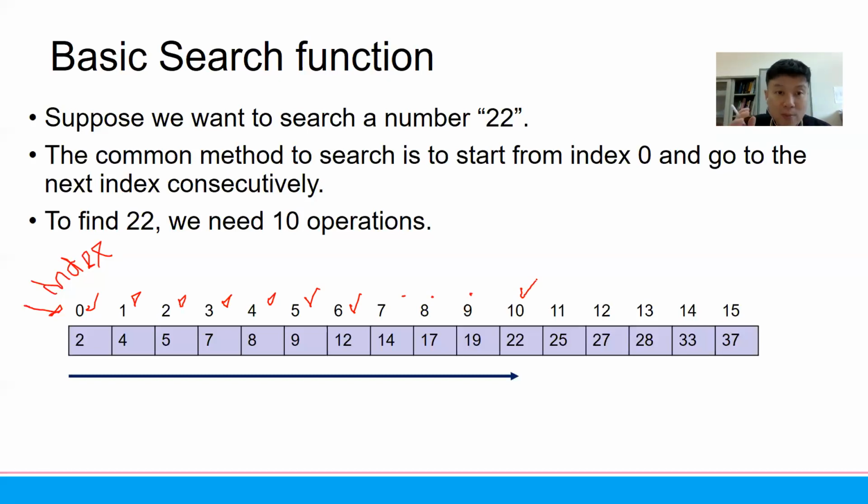So how many operations do you need to get 22? That's right. You need to check 1, 2, 3, 4, 5, 6, 7, 8, 9, 10, maybe this is 11. Not 10 operations, but the index is 10.